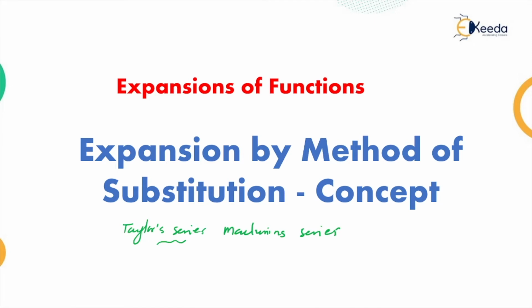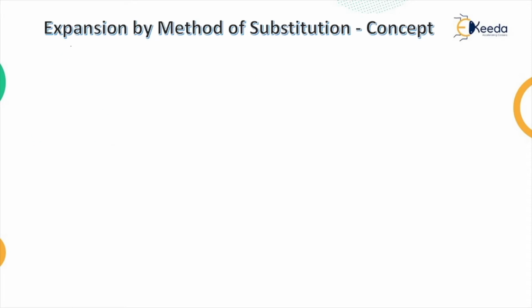There is a type of expansion by using the method of substitution. In this concept, some additional results are required, guys. By using a suitable substitution, a given function can be reduced to a standard form of function, and we will have to solve it by using Taylor's or Maclaurin's series.